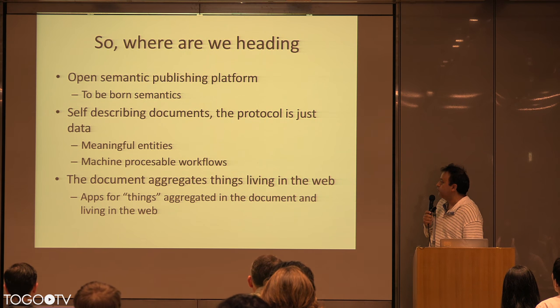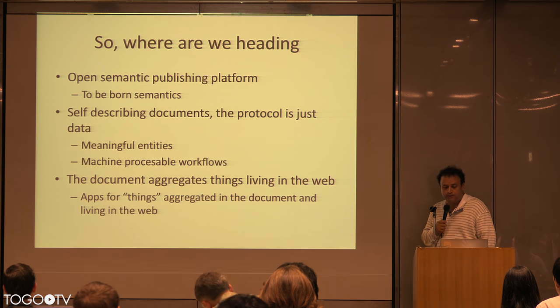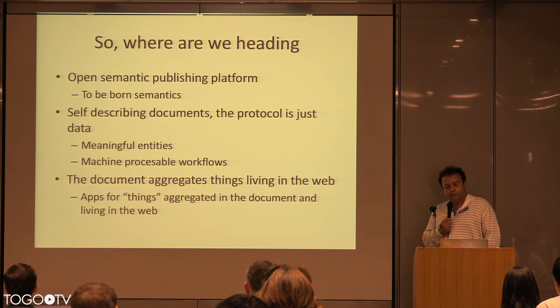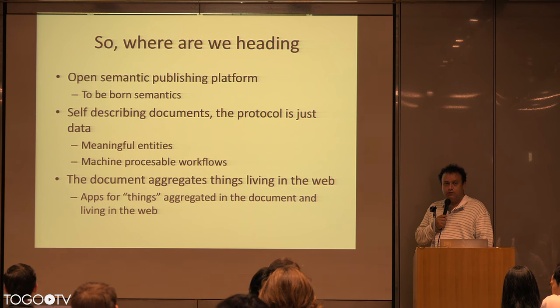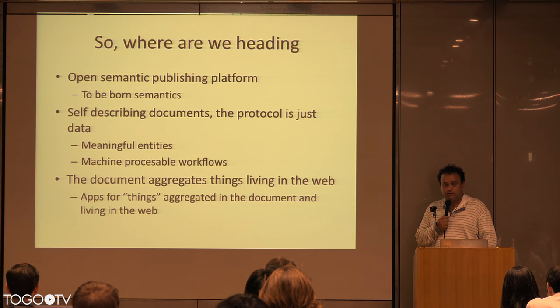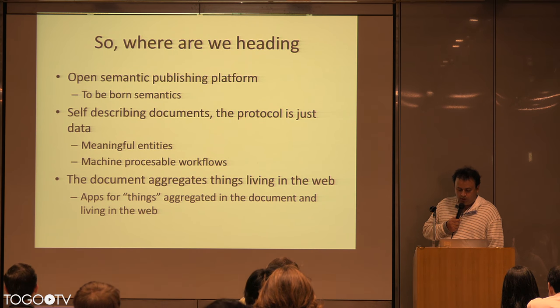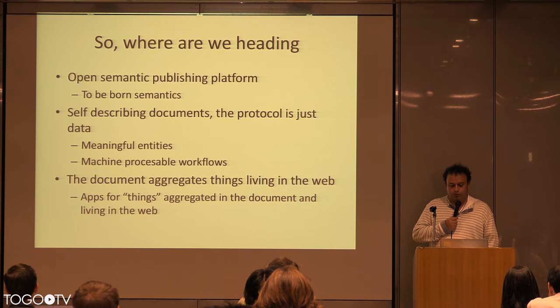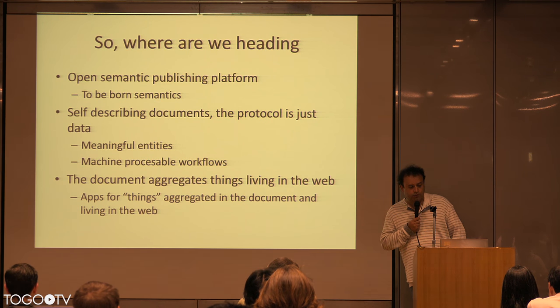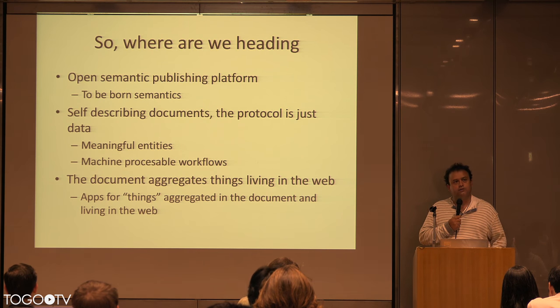We want to have a publication platform that allows experimental protocols to be born semantics, meaning that we needed to have an ontology to represent those experimental protocols, but we also needed to know what were the meaningful entities that we were dealing with within the context of experimental protocols. We wanted to have machine processable workflows, meaning descriptions of workflows that were meaningful not just for the human, but also for the robot.